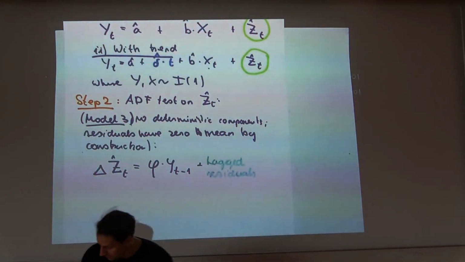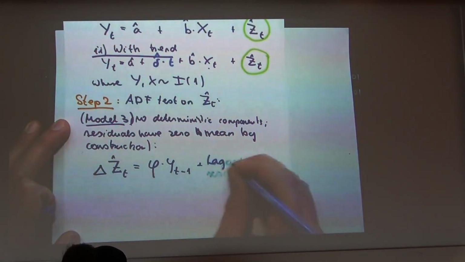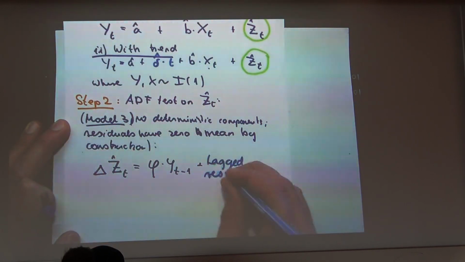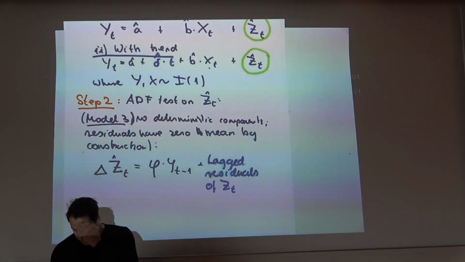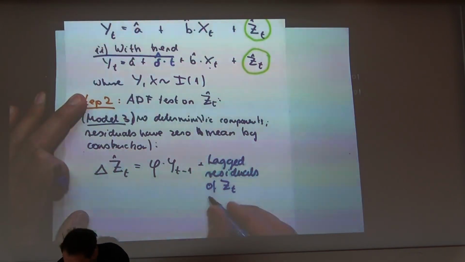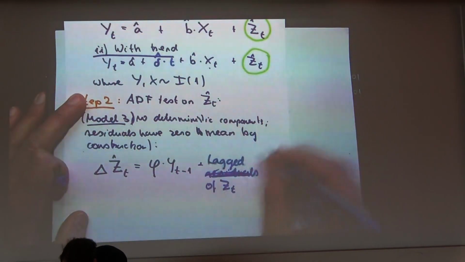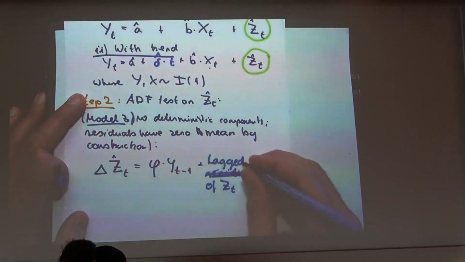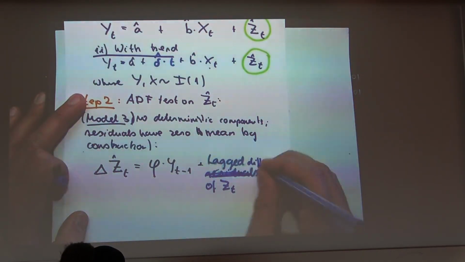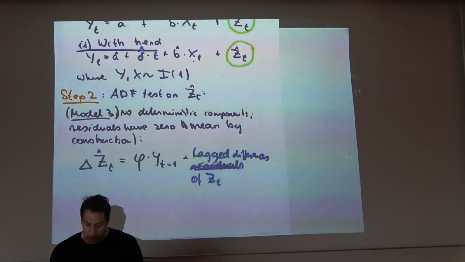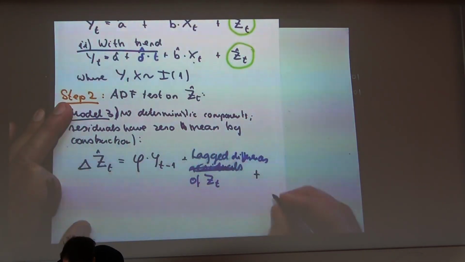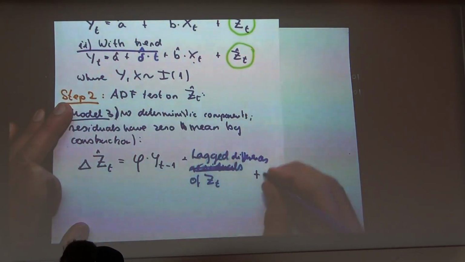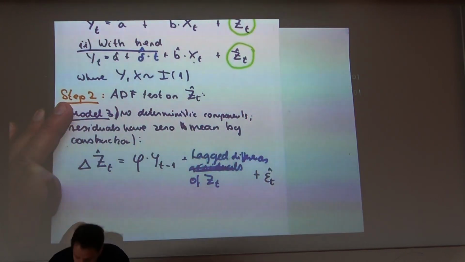I'm not using this pen, I'm sorry guys. Here you have some lagged differences, sorry, I was confusing it here. Lagged differences, again, just as in the second case. And then you have plus some noise, let's call it epsilon t.